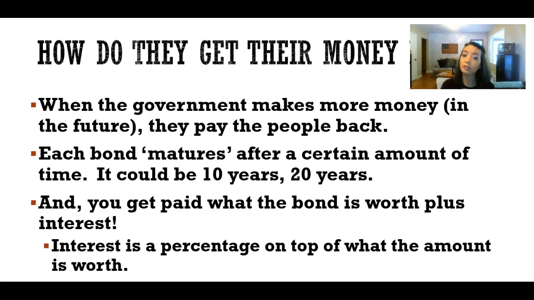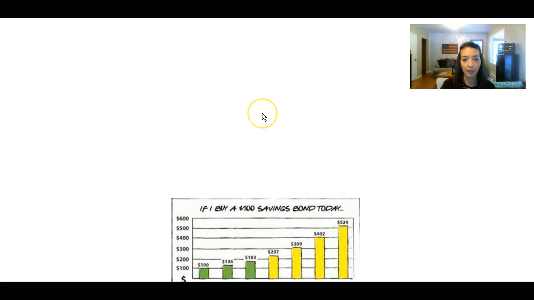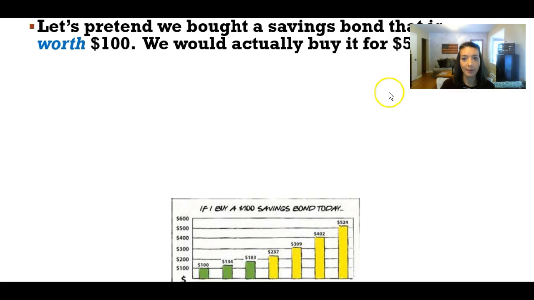Okay, so this last note on this page says interest is a percentage on top of what the amount is worth. If you know anything about loans, and bonds fit into this, interest is a percentage that's added on to whatever that amount happens to be. Okay. My graphics are out of order a little bit today.